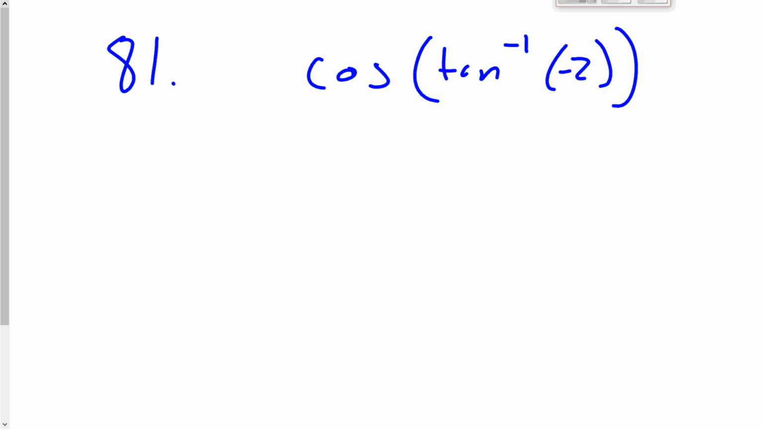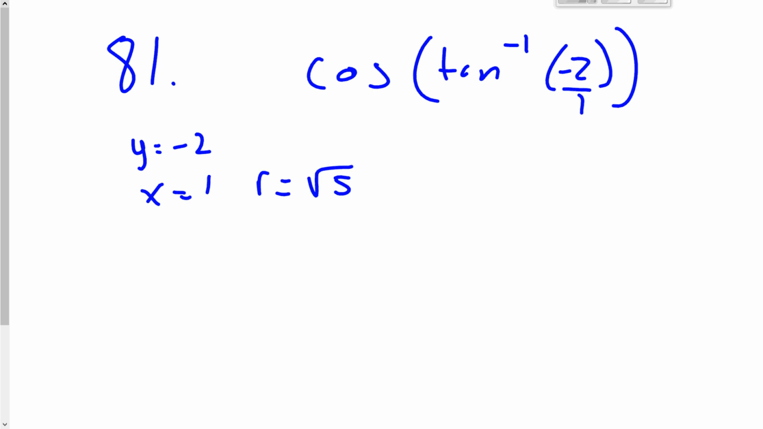Here we have cosine of tan inverse of -2. We don't want to use a calculator, so we can put this as -2 over 1. Tangent is opposite over adjacent, so the opposite is -2. That would be your y equals -2, and your x is 1. We can use the Pythagorean theorem: square, square, add, and we get square root 5. So r is square root 5.